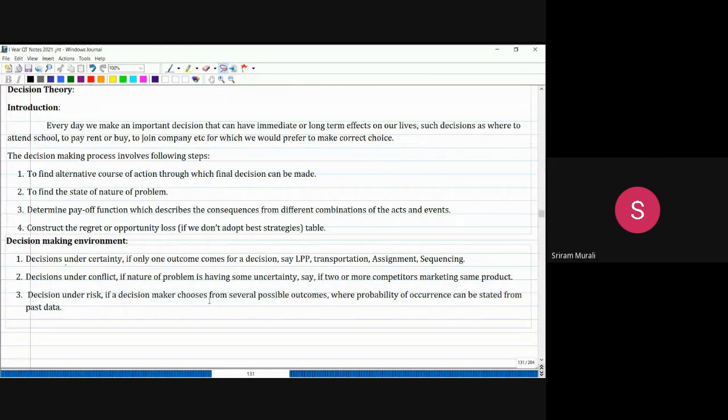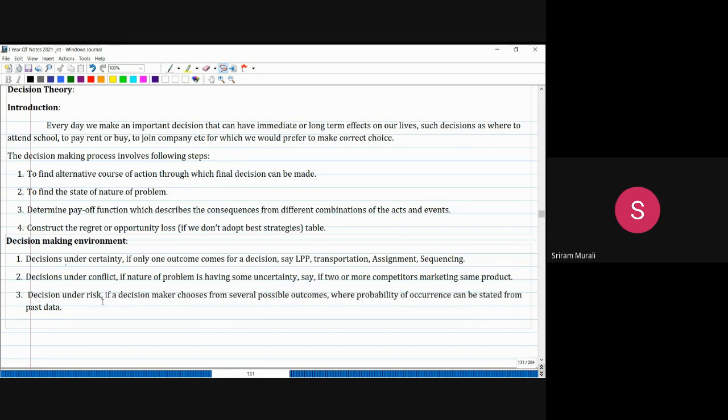So decision under risk. If the decision maker chooses among several possible outcomes where the probability of occurrence can be stated from past data, just as I said. Somebody may join HCL or Wipro or CTS. In Wipro, the workload may be very heavy. In HCL also it may be heavy, but in CTS it may be slightly reduced. So we have to think: if the workload is reduced, then the salary will be appropriately low. If I get more work, the salary would be high. So we have to compromise where we can among these three companies so that we will satisfy ourselves.